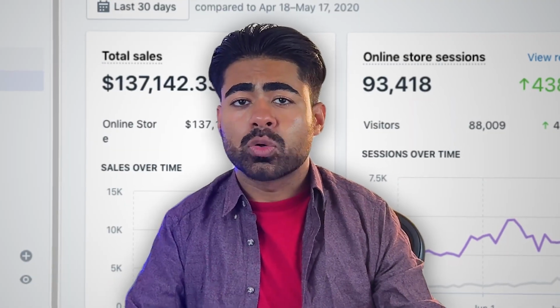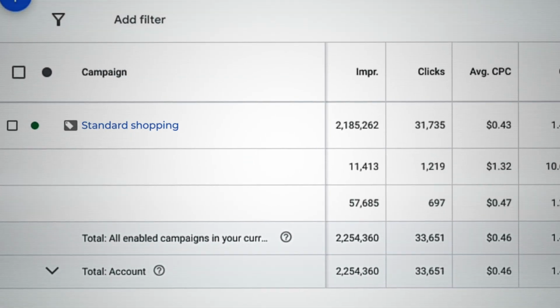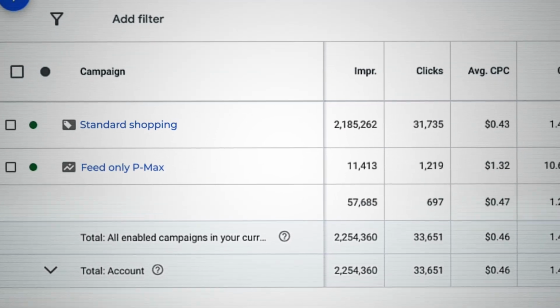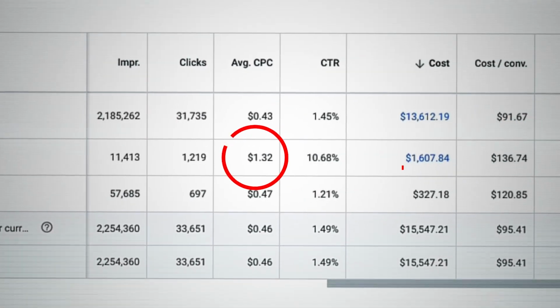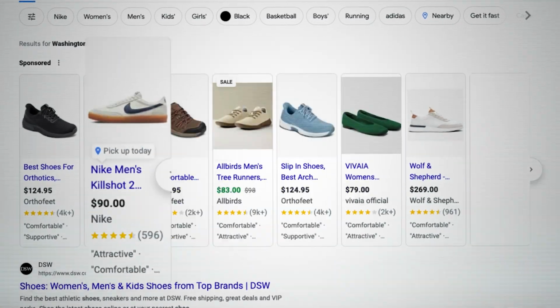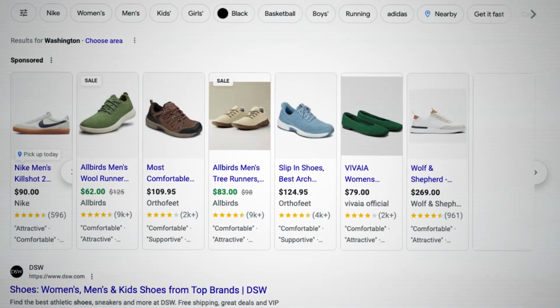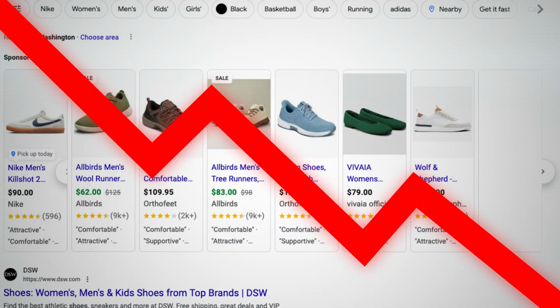E-commerce store owners get Google Shopping ads so wrong. I mean, they believe that just launching a standard shopping campaign or a feed-only Performance Max campaign with a very high bid and a very high budget is what will do the trick and get them to the very front of the Google Shopping listings. Unfortunately, that's the fastest way to become unprofitable and actually lose money long-term with Google Ads.